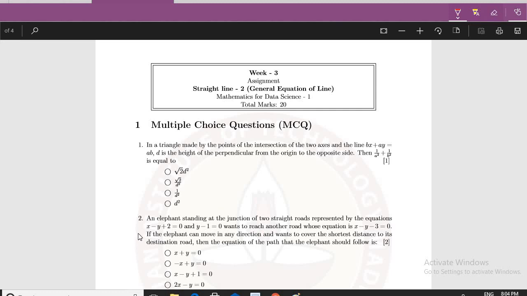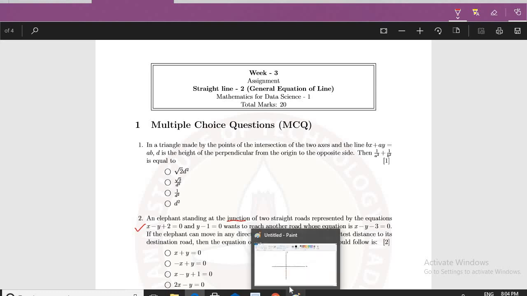Graded assignment sheet. So the question says, an elephant standing at the junction, here junction means intersection of two straight roads represented by equation x minus y plus 2 is equal to 0 and y minus 1 is equal to 0, and wants to reach another road whose equation is x minus y minus 3 is equal to 0. If the elephant can move in any direction and wants to cover the shortest distance to its destination road, then the equation of the path that elephant should follow is.